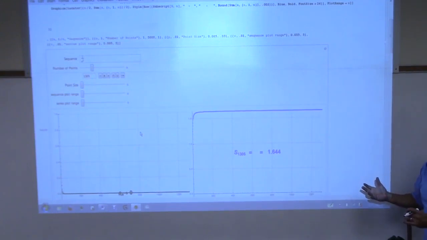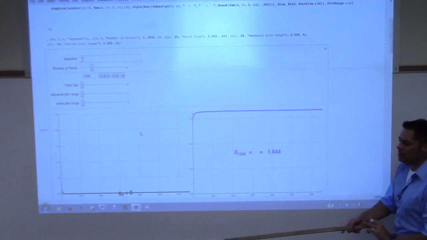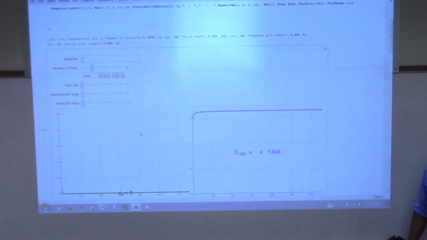Does that make sense? Now, it turns out this one does converge though, all right? The first one I showed you, 1 over n, the series for that diverges. This one converges. But I still haven't proven why, right? I still haven't explained why. You're just going to have to take that on faith right now.